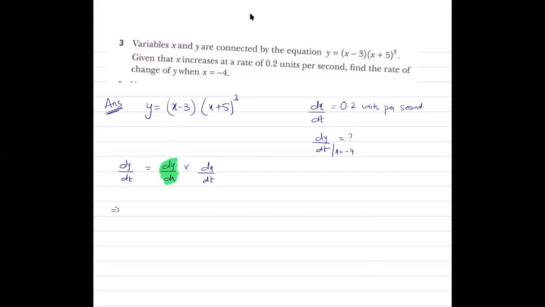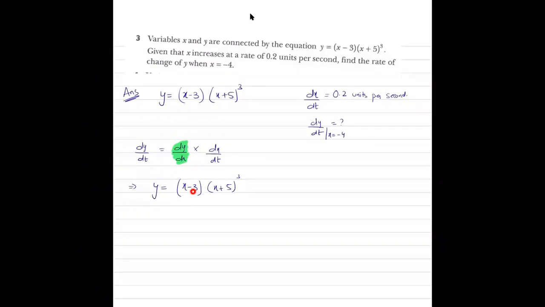So coming back to the equation again, how do you plan to differentiate this? These are two different expressions being multiplied together. So would you agree that we are going to apply the product rule over here? Yes, sir. So u prime is going to be 1. v prime is going to be 3 times (x plus 5) squared.